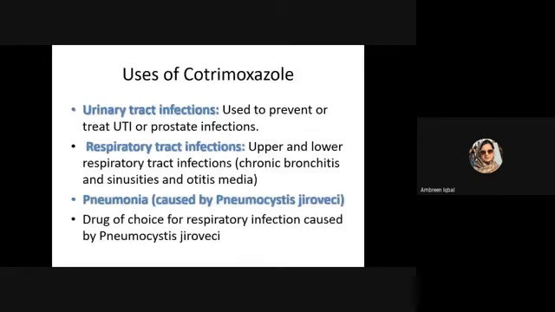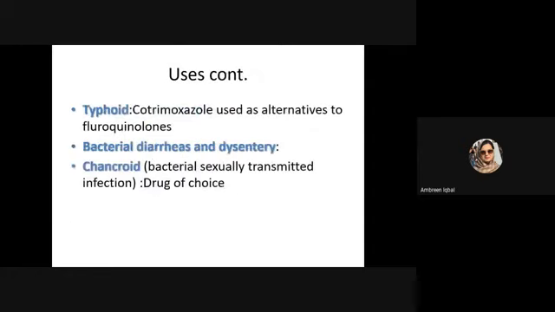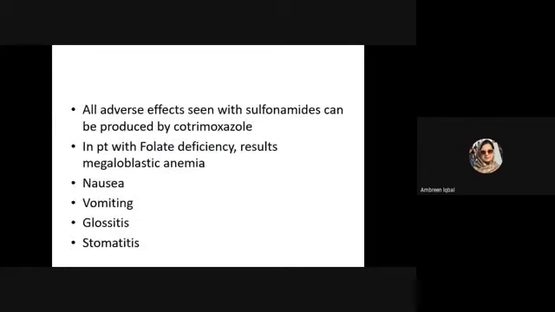Uses: it is used in the treatment of urinary tract infection, respiratory tract infection, and pneumonia by Pneumocystis jirovecii. It's a drug of choice in such a case. It is also used in typhoid, bacterial diarrheas and dysenteries. And in chancroid, a bacterial sexually transmitted infection, the drug of choice is cotrimoxazole.